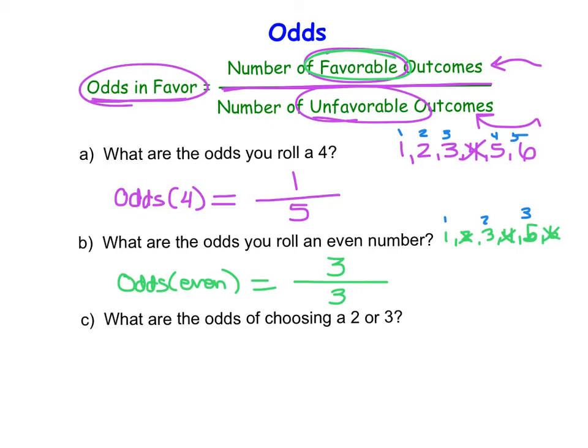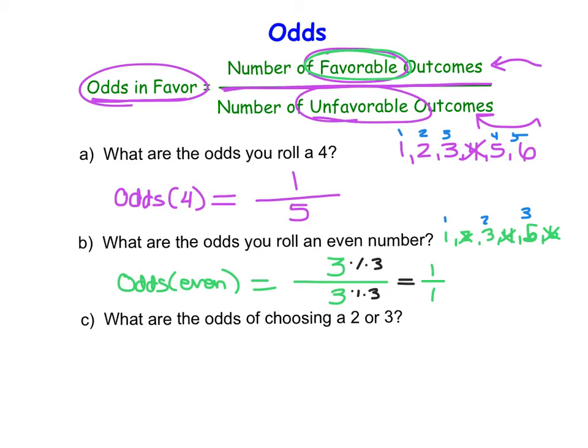So this looks a little bit different than the probability one. Our odds of rolling an even are 3 over 3, or 3 to 3. Now we can simplify this a little bit, and we get odds of 1 over 1. So this is why we typically say the odds are blank to blank. We're saying the odds are favorable to unfavorable.